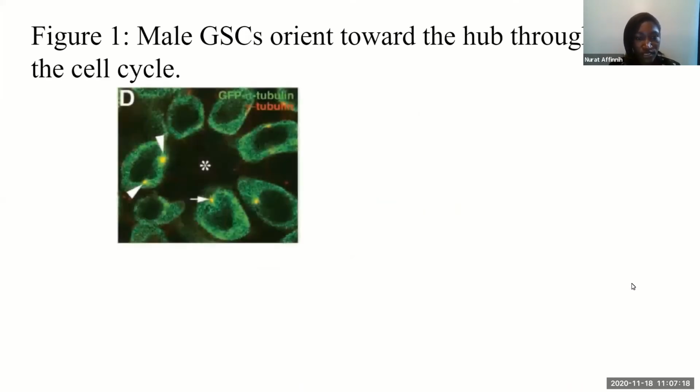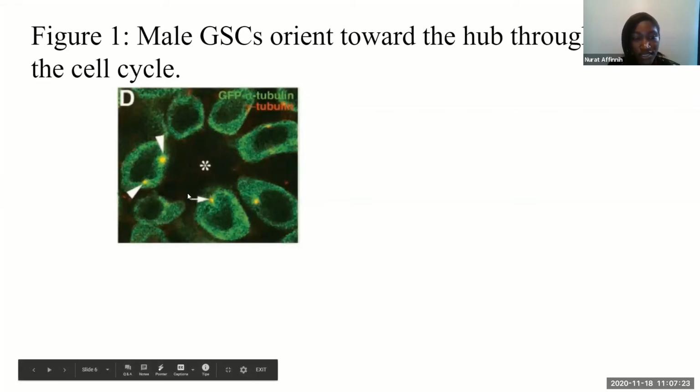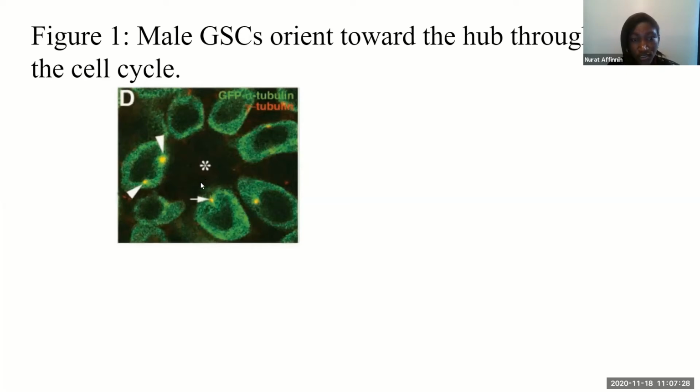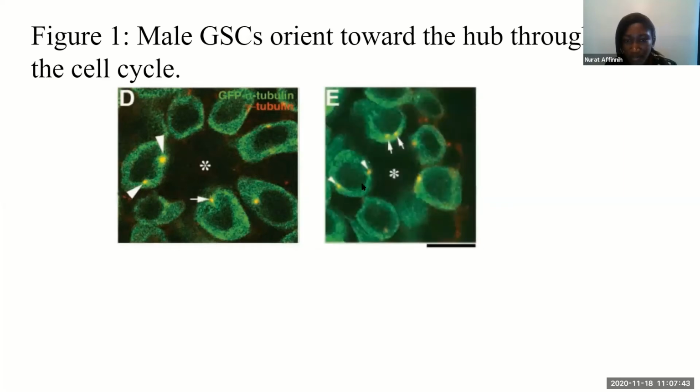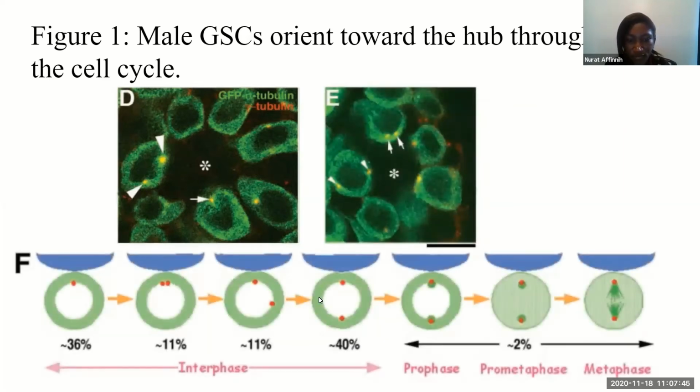And D through F, they look specifically at centrosomes. So the single centrosome seen in early interphase was seen located adjacent to the hub. And after centrosome duplication takes place, the one centrosome remains adjacent to the hub, while the other one migrates to the other side of the nucleus. So you can see that in D, in E, and then in F. And the percentages seen in F refer to the approximate percentage of cells observed that indicated that centrosome position.